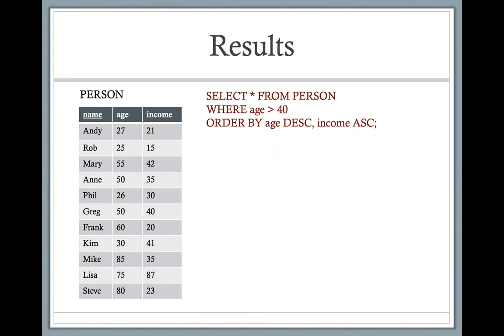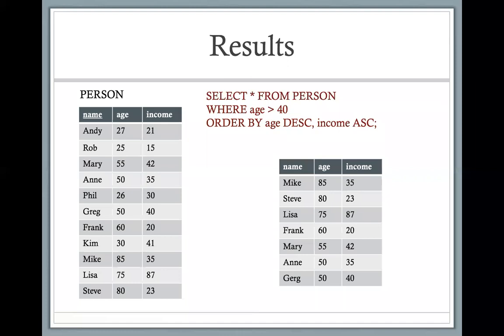So I need to select the guys who have age greater than 40. Okay, so I look at the column age, and I get Mary, Anne, Greg, Frank, Mike, Lisa, and Steve. Yeah, so I get a few of these guys. Now I need to order them based on the age descendingly, and if there are ties within age, I order based on the income. So let's see the results, right?